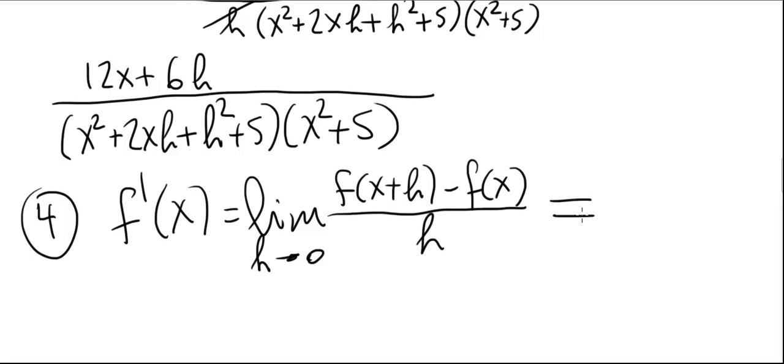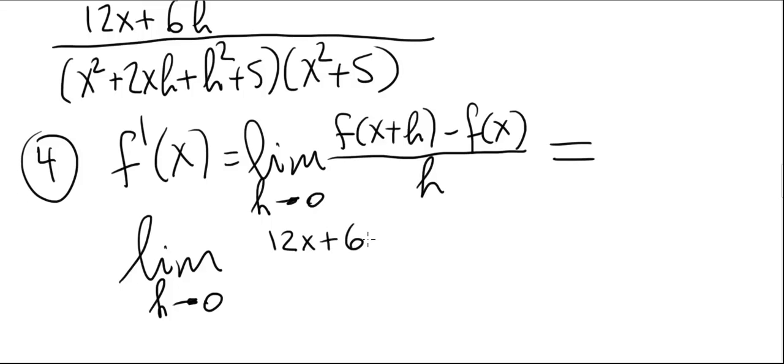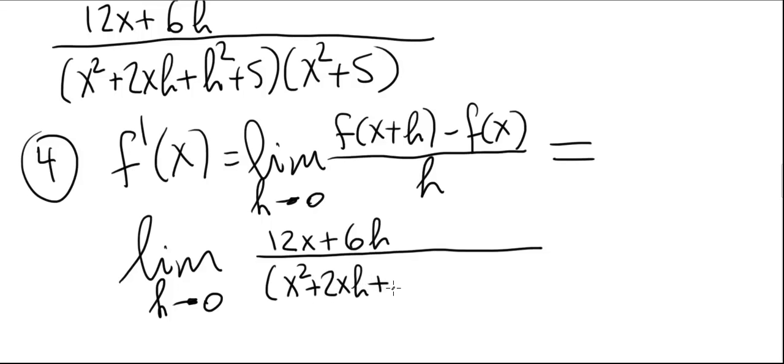So in this case, this becomes the limit as h goes to 0 of 12x plus 6h divided by x squared plus 2xh plus h squared plus 5 times x squared plus 5. Now remember, h is going to 0, not x. So this term 6h, that's going to 0. 2xh is also going to 0, and so is h squared.